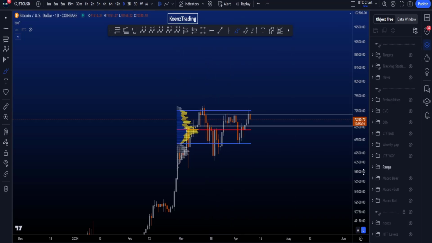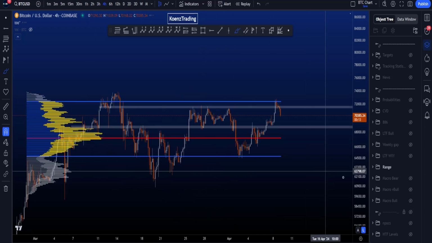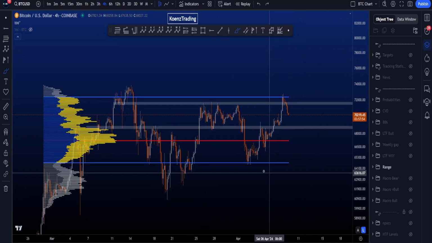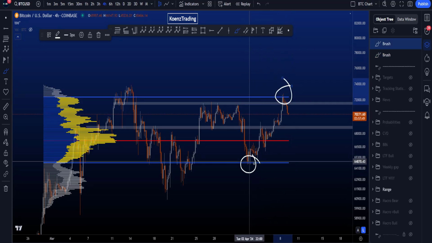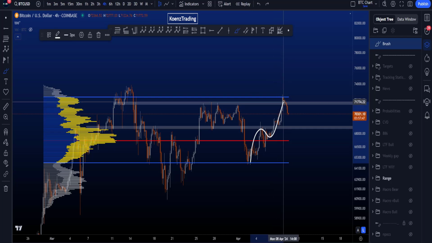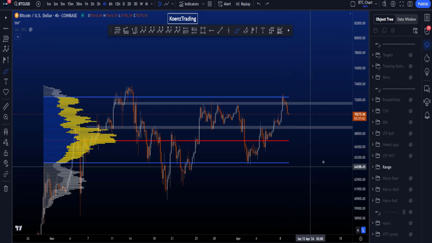If we then talk about this range in more detail, jump to the 4-hour time frame, then you can see that this range recently has been very nicely respected. A bounce at the value area low over here, and then price moving to the upside, reacting at the value area high, and a bit of a retracement to the downside.